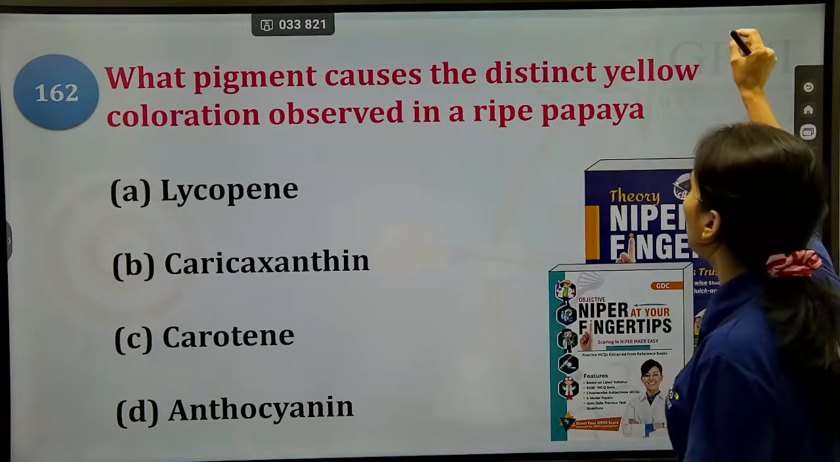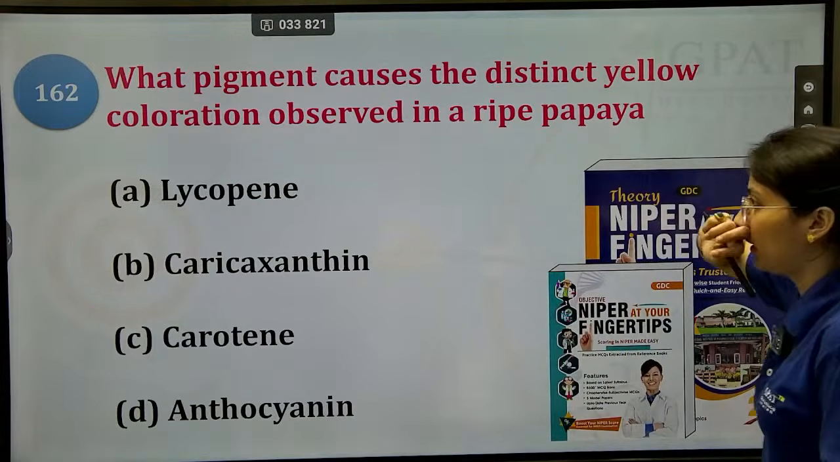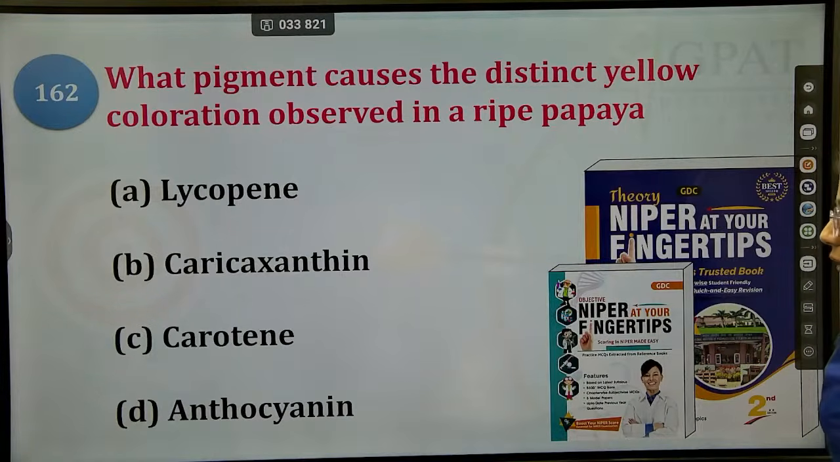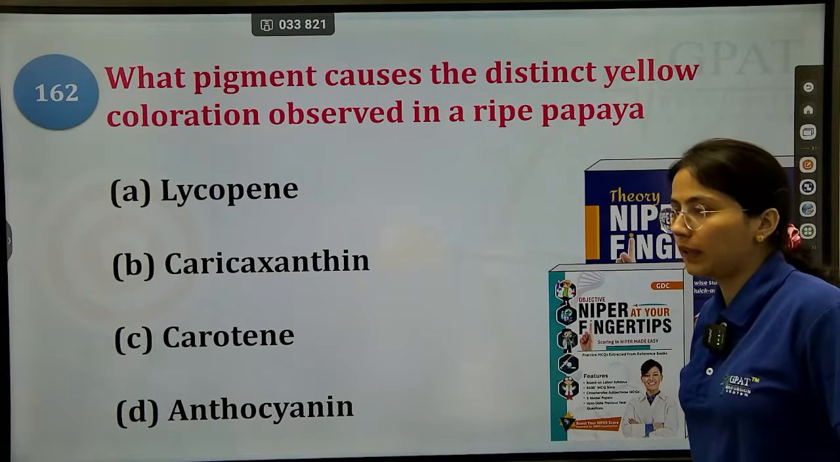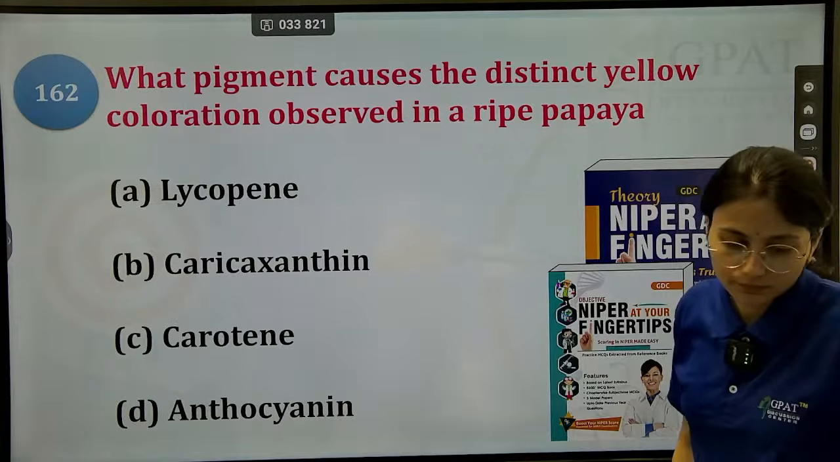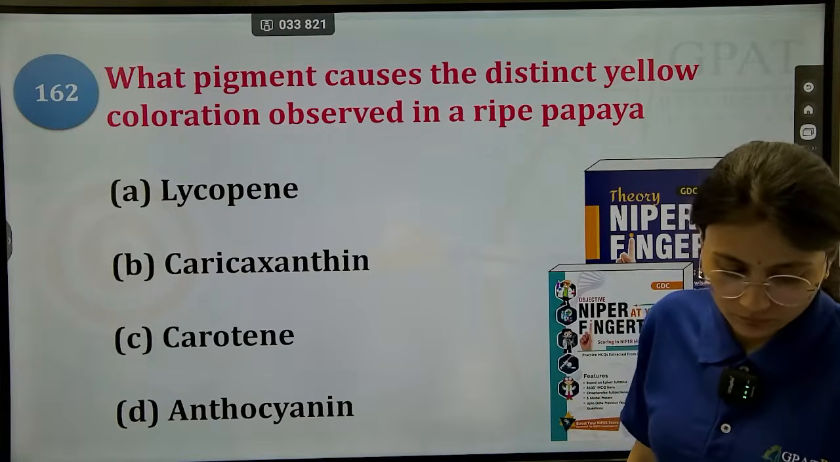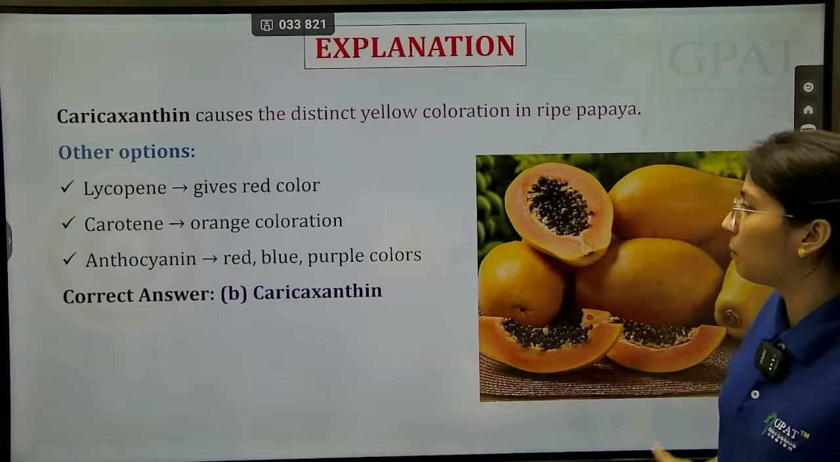What pigment causes the distinct yellow coloration observed in a ripe papaya? Lycopene, carrageenan, carotene, anthocyanin. What pigment causes the distinct yellow coloration observed in a ripe papaya? Option B is correct.